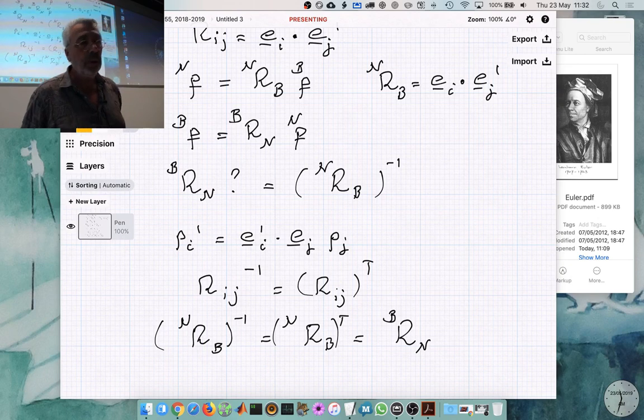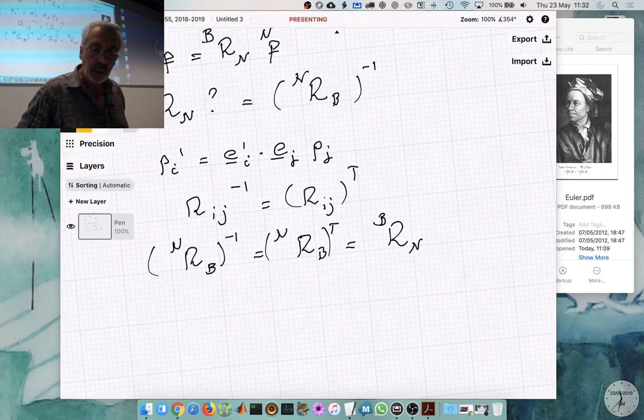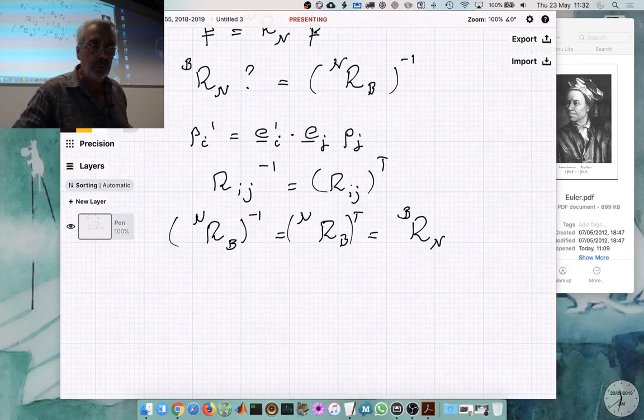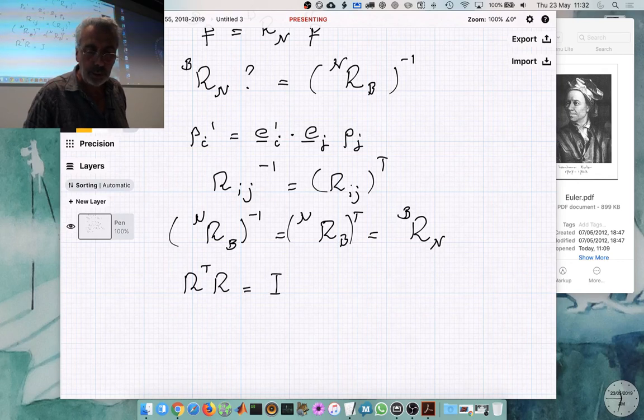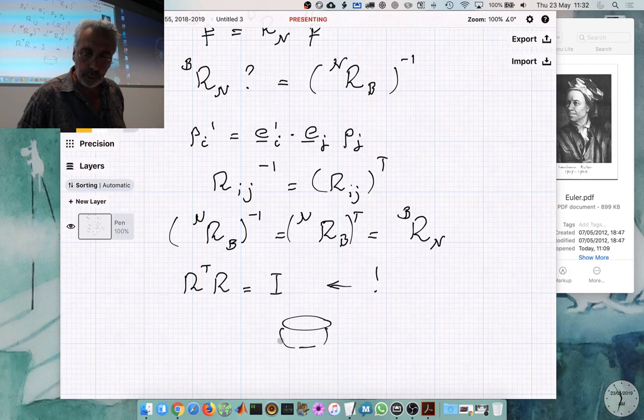If that is true, then if the inverse is the transpose, then we could also say, and for simplicity I now drop all these indexes, apparently R transpose times R is the identity. Right? Okay, what the consequences of this are, we're going to see after the coffee break.